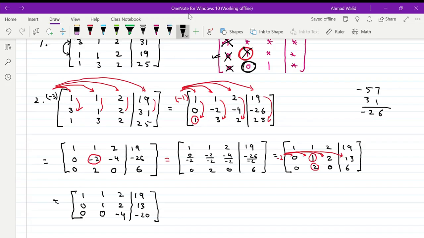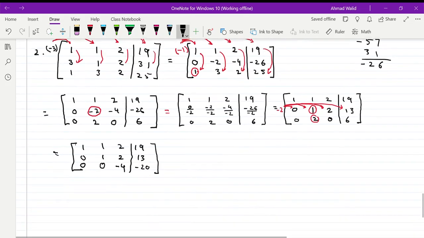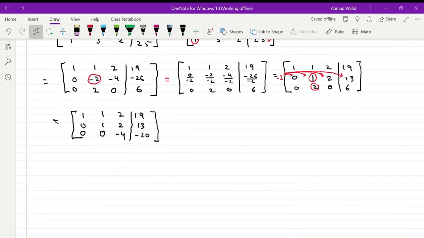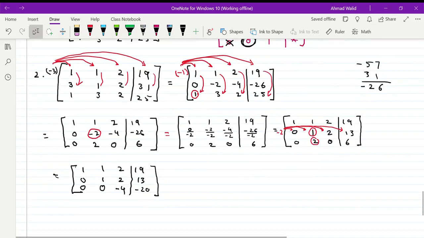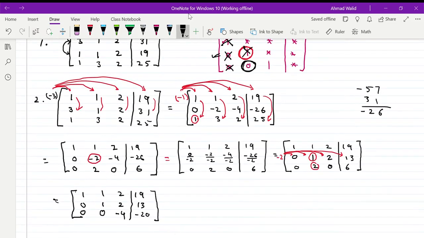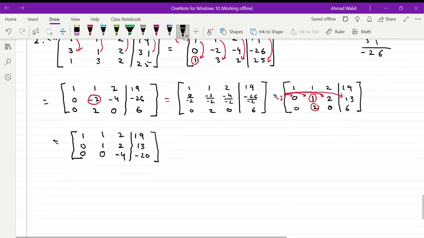Correct? One more step. And after that, you can write your new system. What's the new step? What's one more step? You are done with column 2. In column 3, you need a 1 in row 3. It means you have to change negative 4 to what? To 1. To do that, divide row 3 by negative 4.